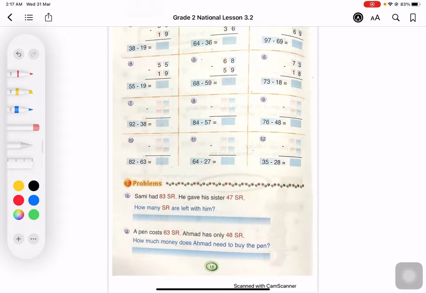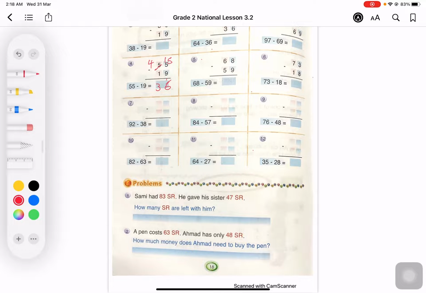Let's do question 4. 5 minus 9. What are you going to do? Regroup, because the 5 is too small. This 5 will be 4, and this 5 will become 15. Put 9 in your mind. Count on until you reach 15. It is what? 6. So 15 minus 9, the answer is 6. 4 minus 1, the answer is 3. This we call the difference.